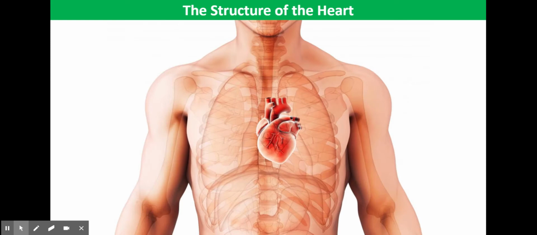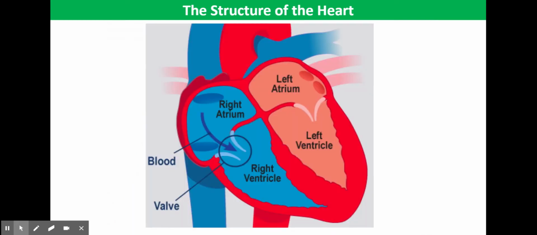In humans, the heart lies just off-center, towards the left of the chest cavity. The main part of the heart consists of a firm, dark red muscle called cardiac muscle. There are two main pumping chambers. We've got the atria and the ventricles.